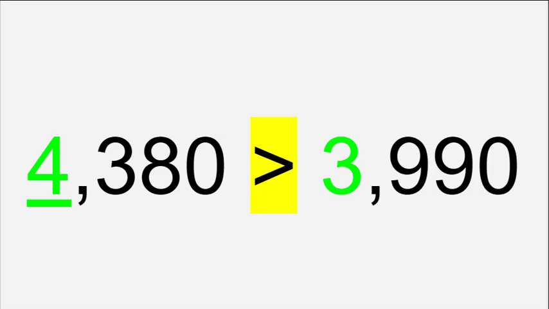Our next problem is 4,380 and 3,990. When you compare these numbers, we see that both numbers have 4 digits. The first number has a 4 in the thousands place. The second number has a 3 in the thousands place. 4 is bigger than 3, and 3 is smaller than 4. The correct answer is 4,380 is greater than 3,990. Check your answer.